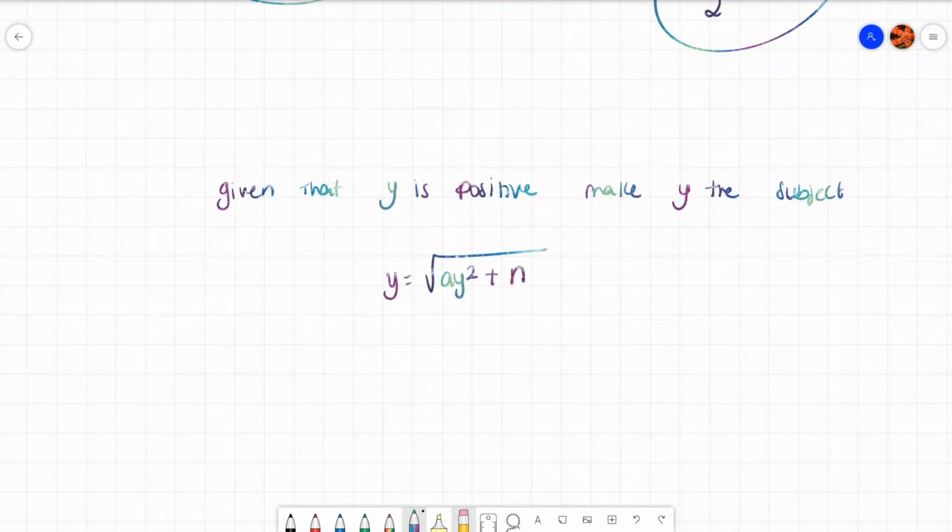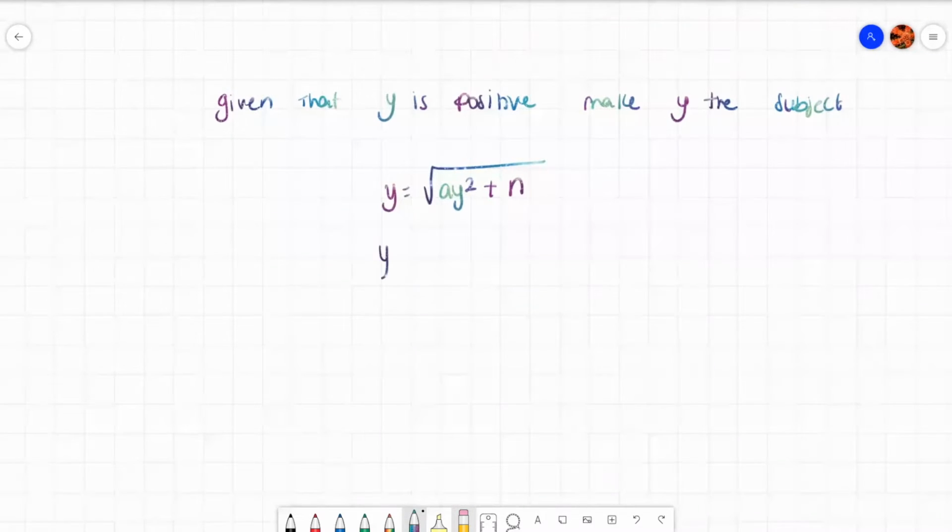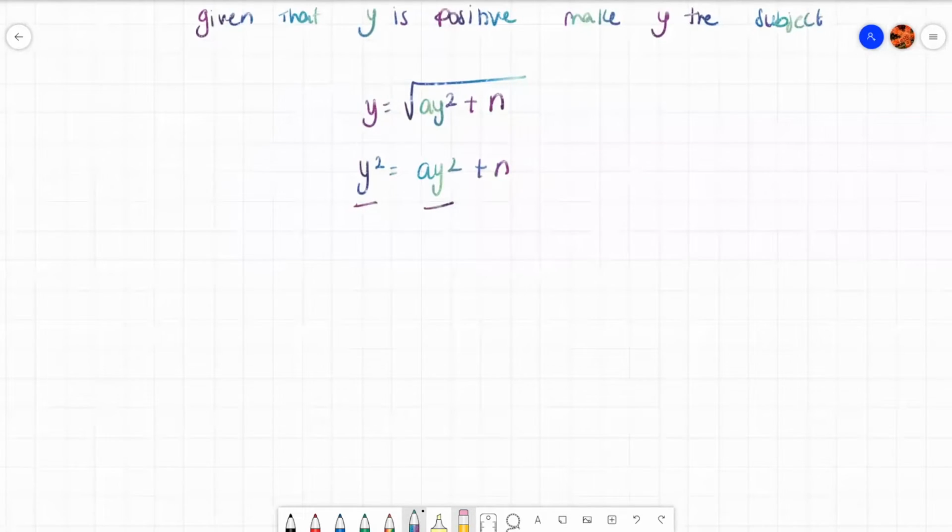Okay, first of all, let's get rid of the square root by squaring. So we've got y squared equals ay squared plus n. Okay, now I've got y's here and y's here. That's a problem. They need to be both on the same side. So I'm going to subtract ay squared on both sides. So I've got y squared minus ay squared equals n.